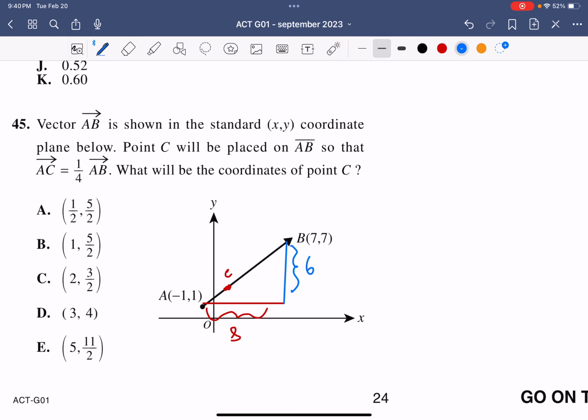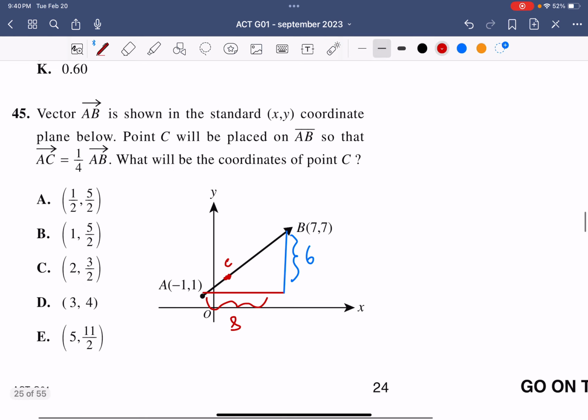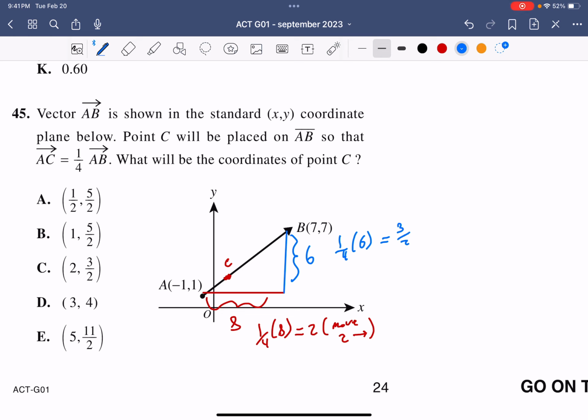So I'll just write that out. So this is going to be 1/4 of 8, which is 2, which really means move 2 to the right. And then this is going to be 1/4 of 6, which is 6/4, which is 3/2. Which is really saying move 3/2, which is 1.5, up, okay?